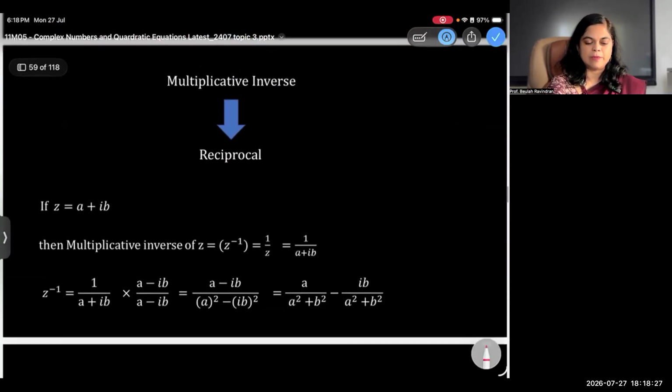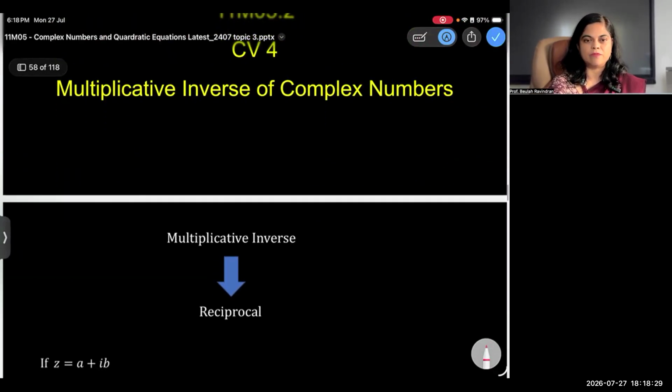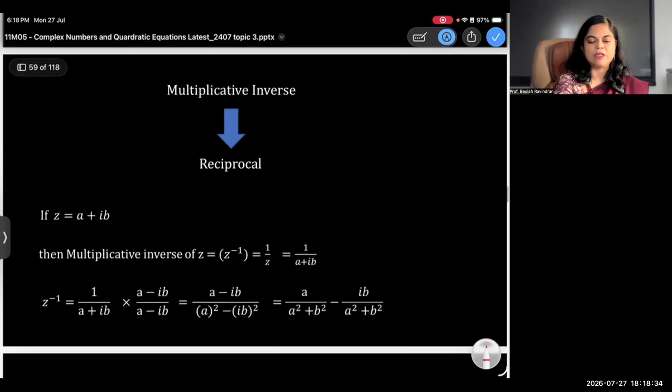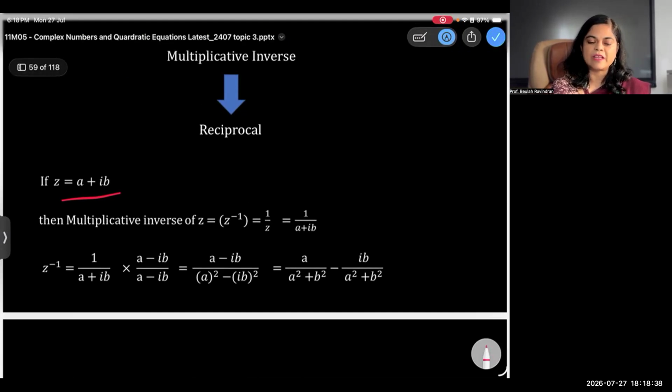Then we'll see multiplicative inverse, that is reciprocal. We know the multiplicative inverse of Z is 1 by Z. Then if Z is equal to a plus ib, what is the reciprocal? 1 by Z, so 1 by a plus ib. I told you the complex number, or the imaginary number iota, should not come in the denominator.